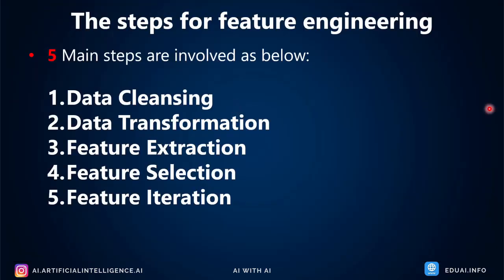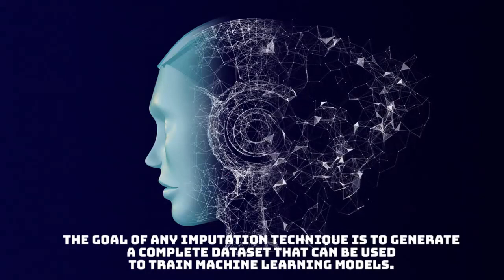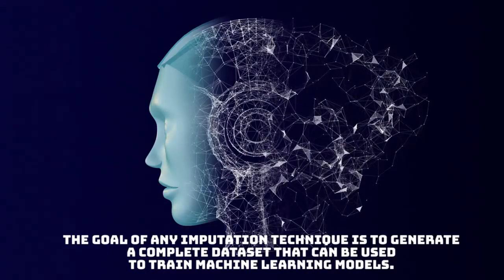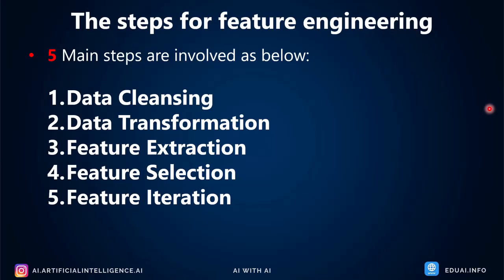So what do you mean by imputation? The goal of any imputation technique is to generate a complete data set. Basically, wherever you see NAs, NaNs, or incomplete data, we need to impute. We need to add sensible data so that it can be used to train machine learning models.